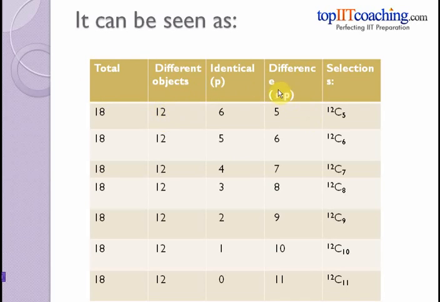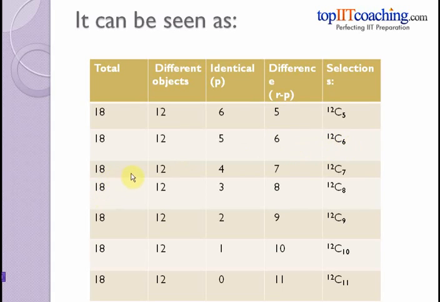So this selection could be made in 12C5 ways. The selection of 6 identical objects out of 6 identical objects can be done in only one way. So the total number of ways is equal to 12C5 in case 1. For case 2, again the different objects is 12. Identical objects, let us say we choose 5. So the different objects that we have to choose becomes equal to 6. So the selection would be 12C6.